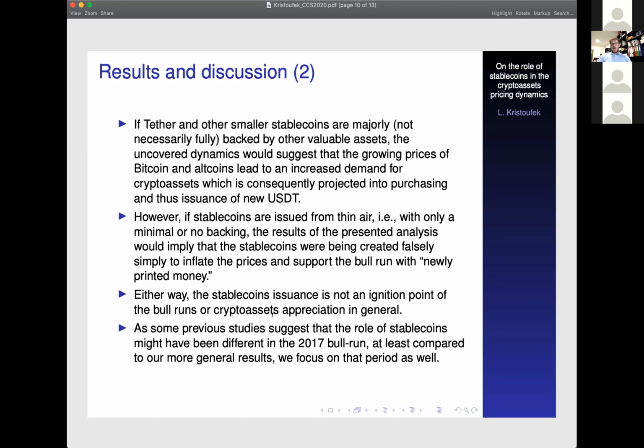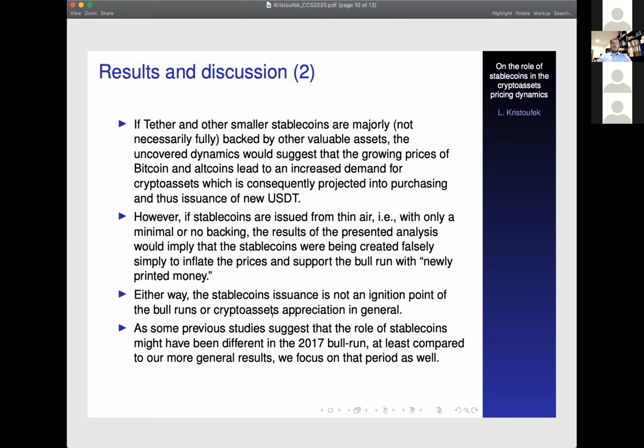Because if Tether and other stablecoins are mostly, not necessarily fully backed, because even standard currencies are not fully backed by anything really, by other assets, the uncovered dynamics would really suggest that the growing prices of Bitcoin and altcoins lead to an increased demand for crypto assets, which is then projected into the increased demand of getting Tether. However, if stablecoins are issued from thin air, so if they're just being printed without any backing, so without any real demand behind that, the results of the presented analysis would imply that stablecoins are more used for boosting the already running bull run or increasing price trend with this newly printed money. But either way, the stablecoin issuances don't seem to be certainly the ignition point of the bull runs.